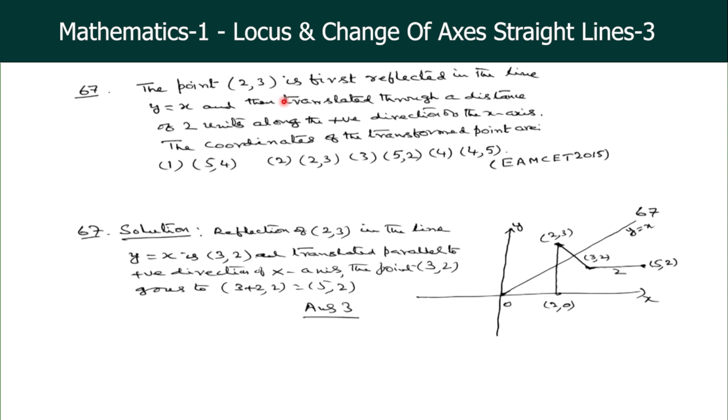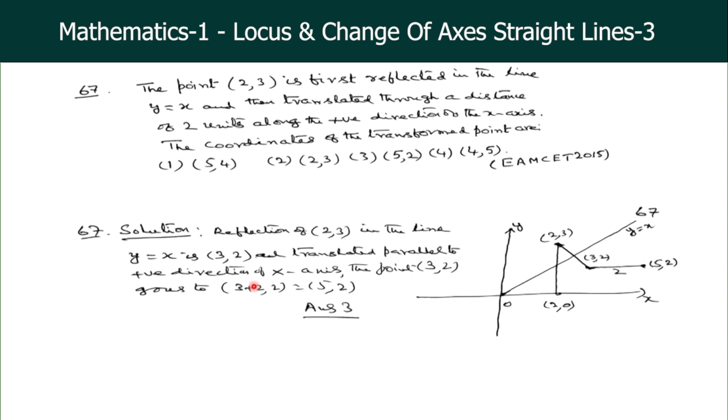The point (2, 3) is first reflected in the line y = x and then translated through a distance of 2 units along the positive direction of the x-axis. The coordinates of the transformed point are: (1) (5, 4), (2) (3, 2), (3) (5, 2), (4) (4, 5). This is EAPCET 2015. See, the reflection of (2, 3) in the line y = x is (3, 2).